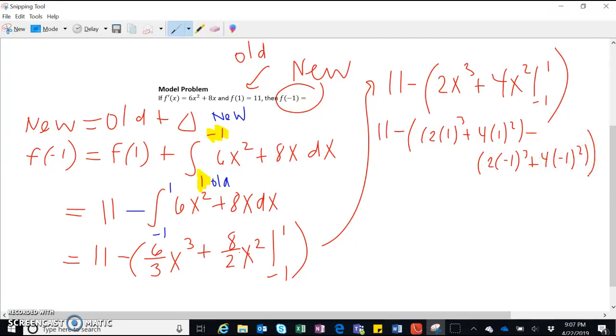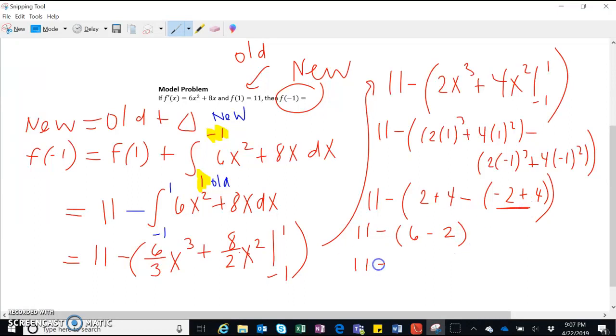And unfortunately for us here, this is just where we have to dig in and make sure we're being very, very careful on our computation. I get 11 minus parentheses 2 plus 4 minus another parentheses negative 2 plus 4. And if I'm not careful in the midst of this, I could lose a sign. So that's 11 minus 6 minus 2 over here, because negative 2 plus 4 simplifies down to a 2.